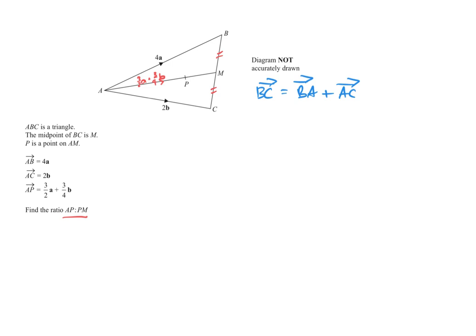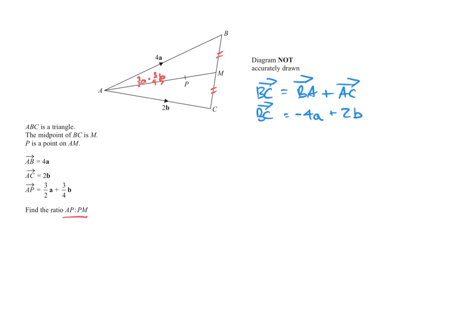So what are those vectors? Well, we've got the vector of B to A is minus 4a. It's the opposite of this. 4a goes this way, so minus 4a goes this way. So that's going to be minus 4a. And then the vector of A to C, which is 2b, so that's plus 2b. So I know that B to C is equal to this.